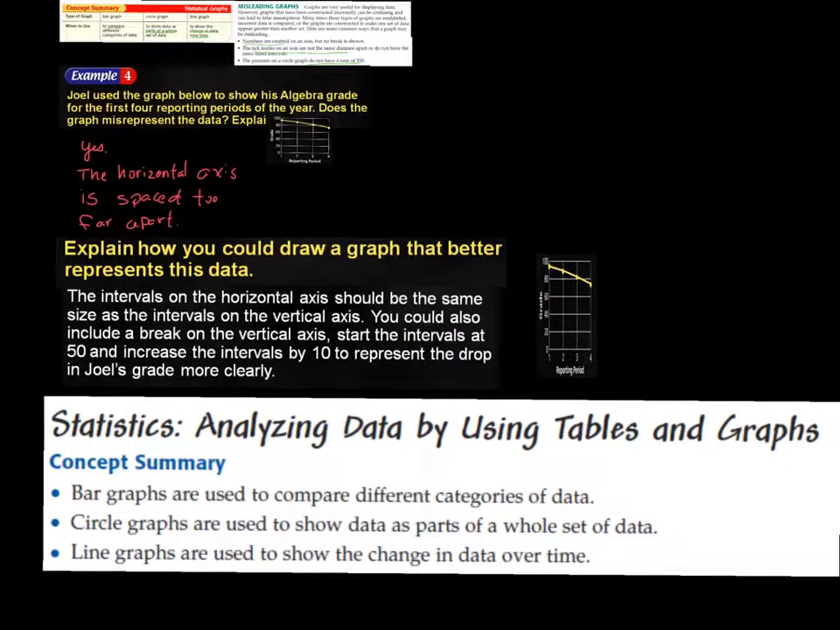Okay, so in overview, bar graphs are used to compare different categories of data. Circle graphs are used to show data as parts of a whole set of data, and line graphs are used to show change in data over time.